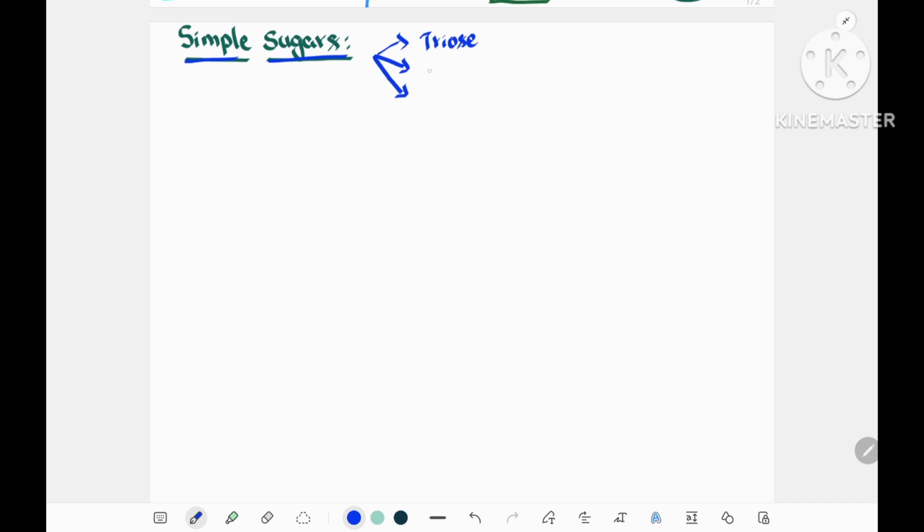triose sugar, tetrose sugar, pentose sugar and hexose sugar. And here this classification is mainly based on the number of carbons they have. Example, triose have 3 carbon, tetrose have 4 carbon, pentose have 5 carbon and hexose have 6 carbon.